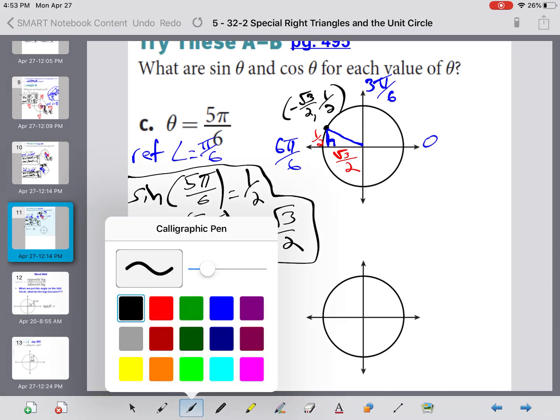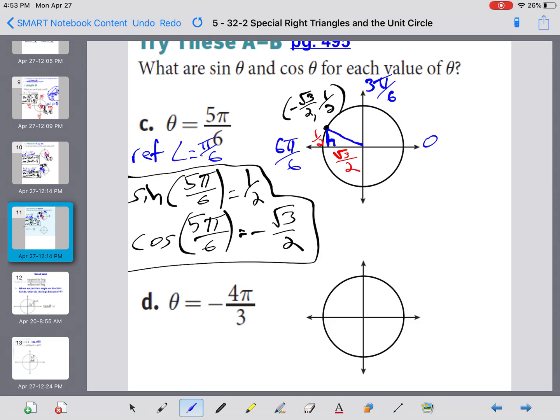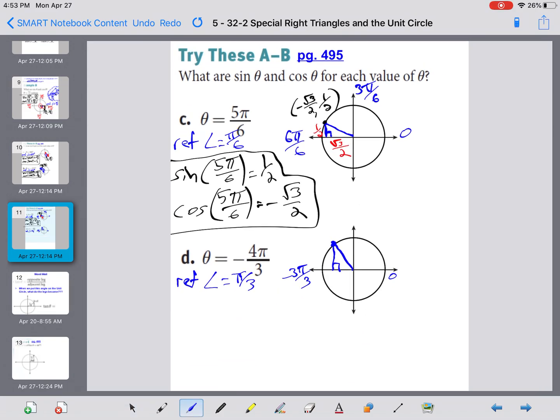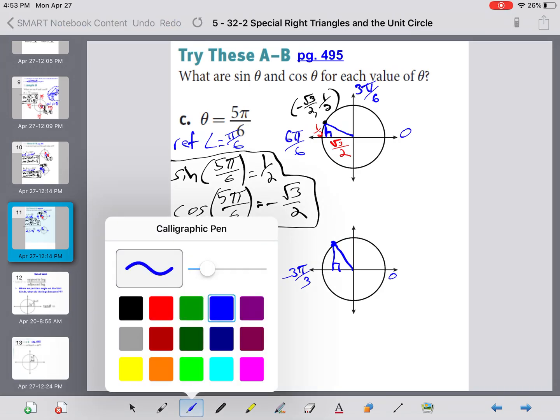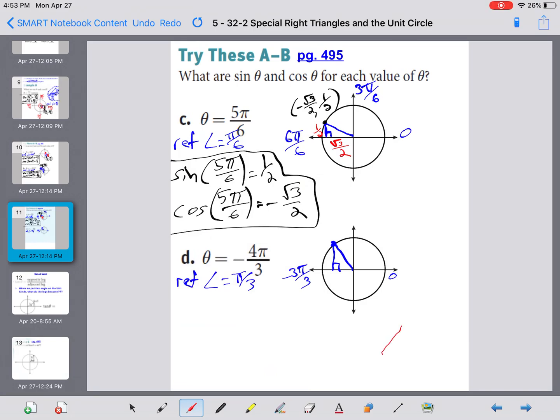Last one for practice. So this last one here, negative 4 pi over 3 is right here in quadrant 2. This is negative 3 pi over 3, starting here at 0. So negative 3 pi over 3, negative 4 pi over 3 is in quadrant 2. If I make the right triangle here, that's the triangle I care about. So my reference angle is pi over 3. Okay? Pi over 3 is the same thing as 60, is in the same spot that 60 degrees would be in. Okay? So 60 across from 60.